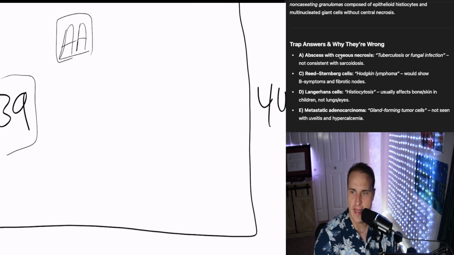Let's look at the other answer choices. Abscess with caseation, that's tuberculosis. Reed-Sternberg is Hodgkin's. Langerhans is histiocytosis, could be bone and skin in children, not the lungs and the eyes. Metastatic adeno is gland forming.